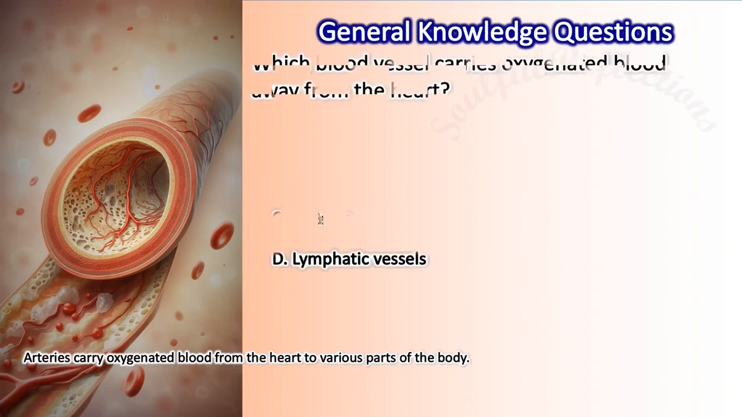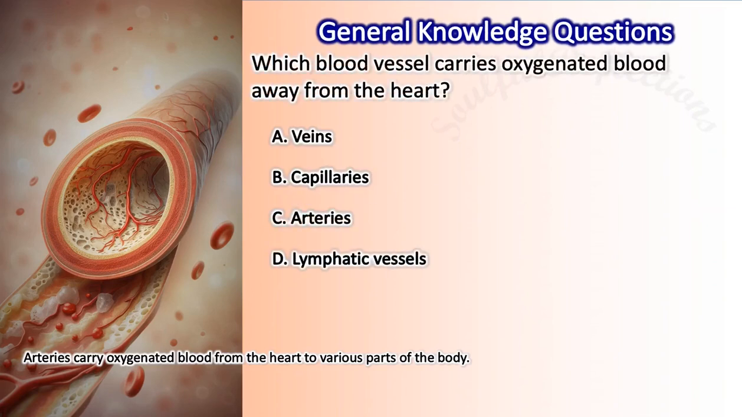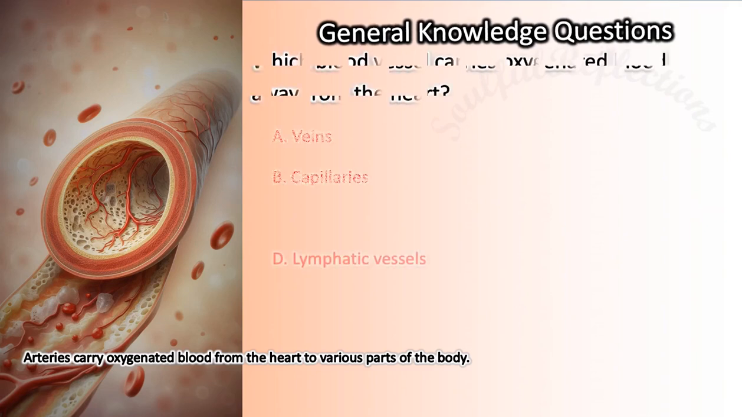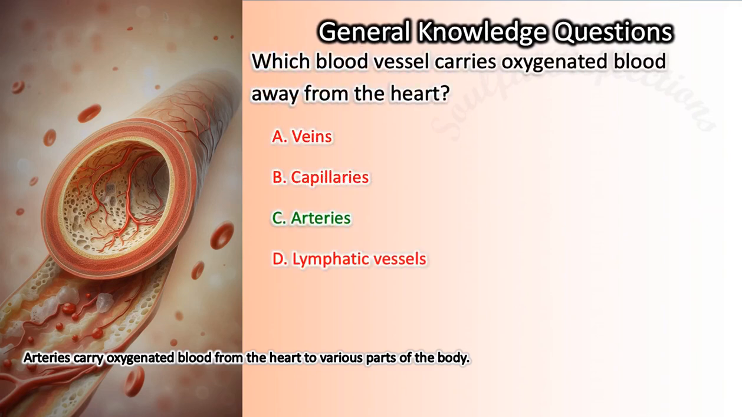Which blood vessel carries oxygenated blood away from the heart? Option 1, veins. Option 2, capillaries. Option 3, arteries. Option 4, lymphatic vessels. The answer is Option 3, arteries.